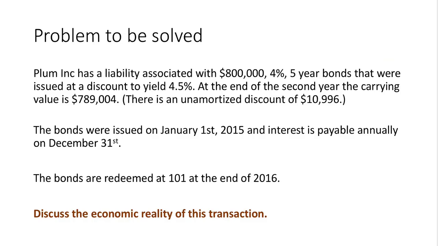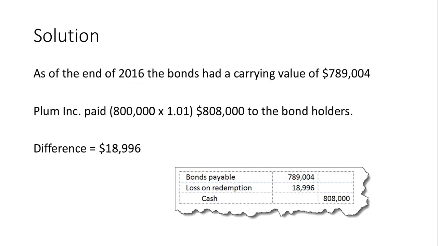Let's look at a different question based on the same information, only here the bonds were issued on January the 1st. Interest is payable annually, and the bonds are going to be redeemed at the end of 2016. Some bonds are redeemable at different points in time. The mechanics behind it, though, are always the same. Let's take a look at the transaction.